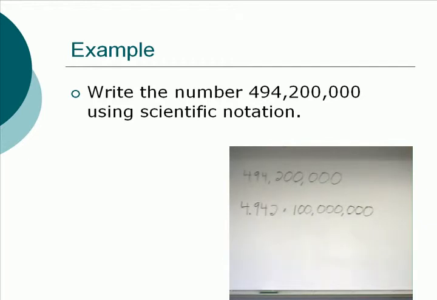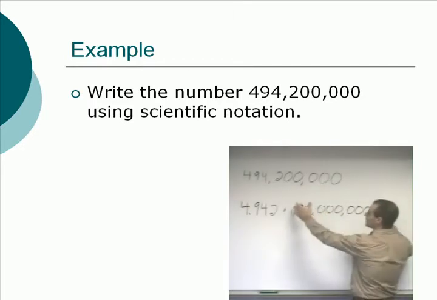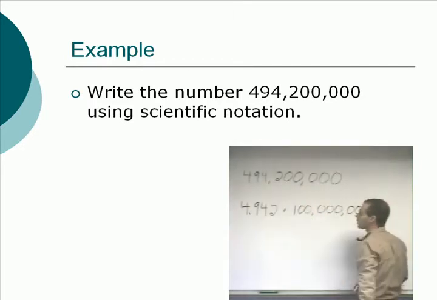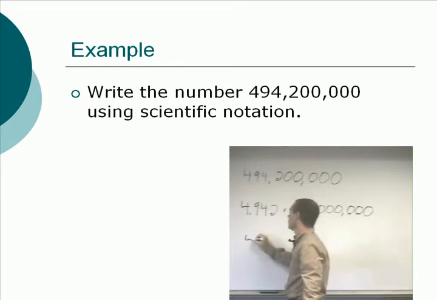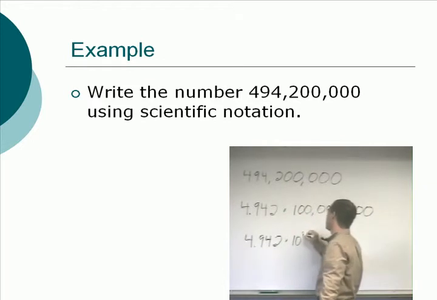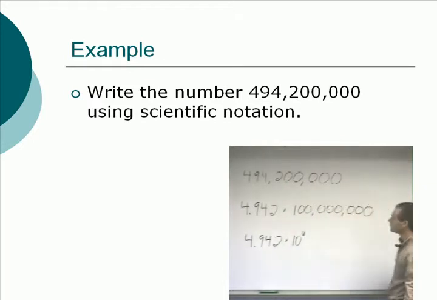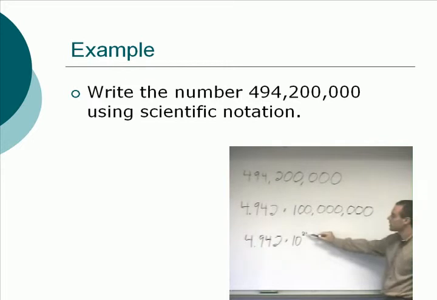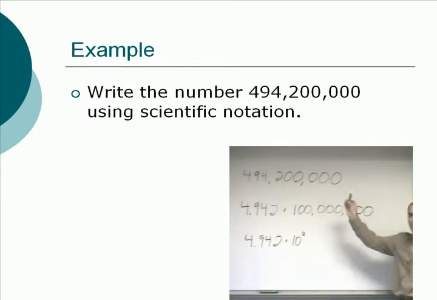Sure it is. Well, the idea of scientific notation is that you're taking all these zeros, all these factors of 10, and compressing them into a power of 10. And so we would write this as 4.942 times 10 to the 8th power. That exponent always indicates how many places you have to move your decimal point.